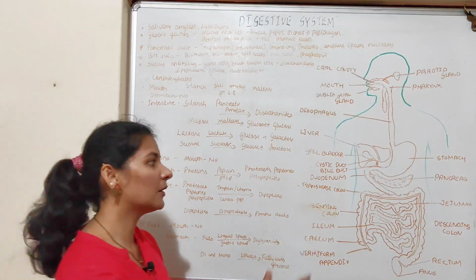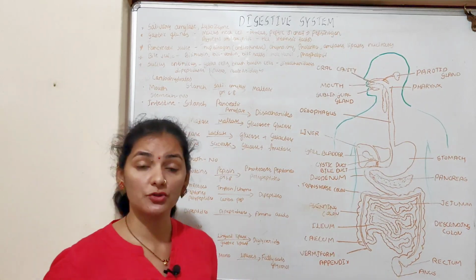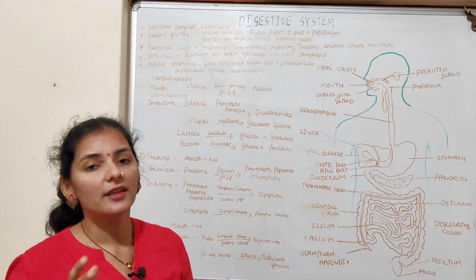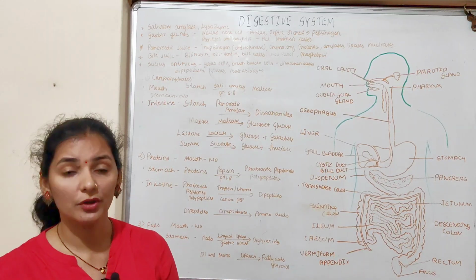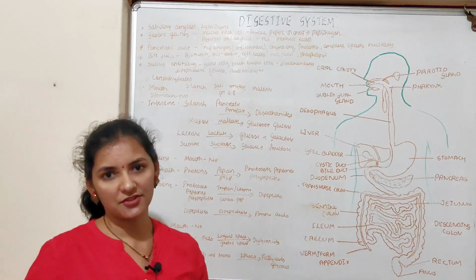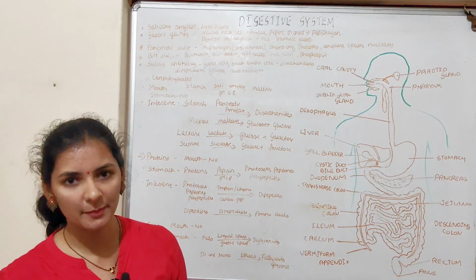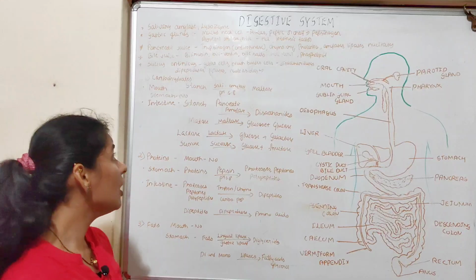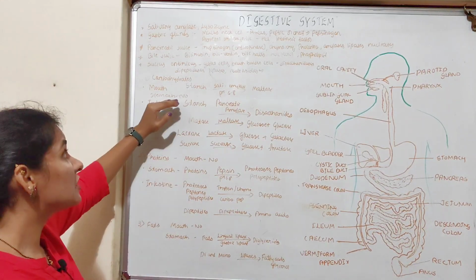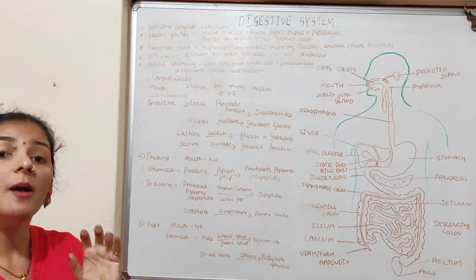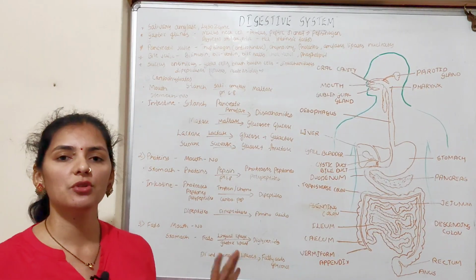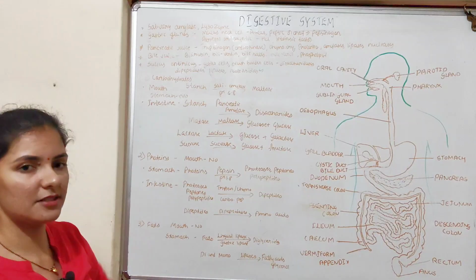So chyme is nothing but the content of the stomach. So upon mixing of the food with the acidic gastric juice, the content is called chyme. Okay. So upon mixing of the food with this acidic gastric juice, the digestion process begins in the stomach. If you talk about the digestion of carbohydrate in the stomach, there is no digestion of carbohydrate because of the acidic condition of the stomach. There is no digestion of carbohydrate in the stomach.